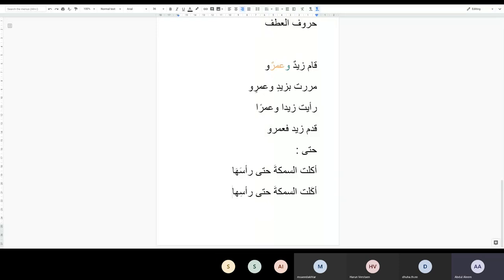Even in the Quran, for example, the ayah: سلام هي حتى مطلع الفجر, hatta matla' al-fajr. What is hatta in this ayah? Is it a harf atf or is it a harf jar?